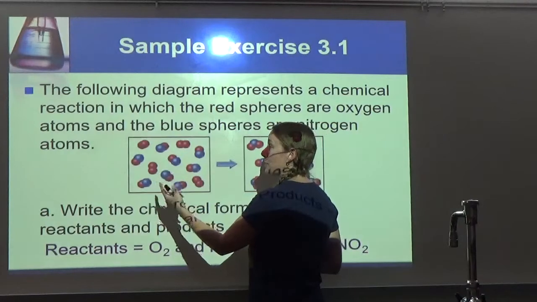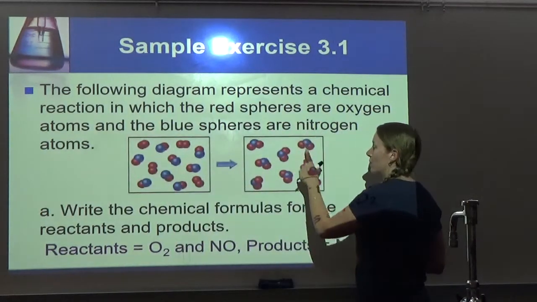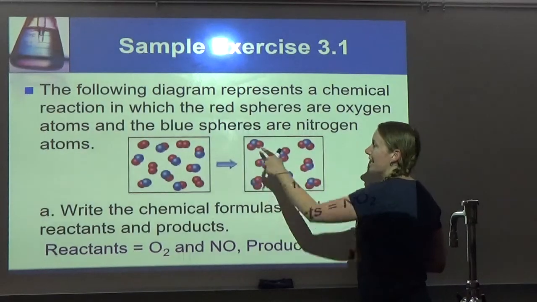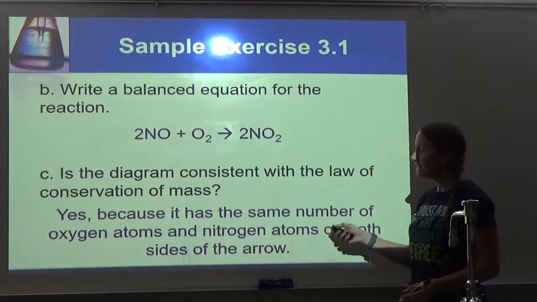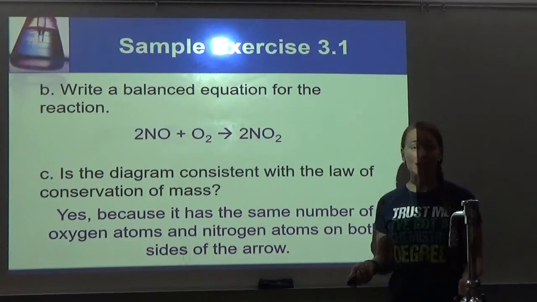So now I just need to check my blue. I have 1, 2, 3, 4, 5, 6, 7, 8 blues. And here I have 1, 2, 3, 4, 5, 6, 7, 8 blues. So yes, it is consistent because I have the same number of oxygen and nitrogen atoms on both sides of my yield sign.